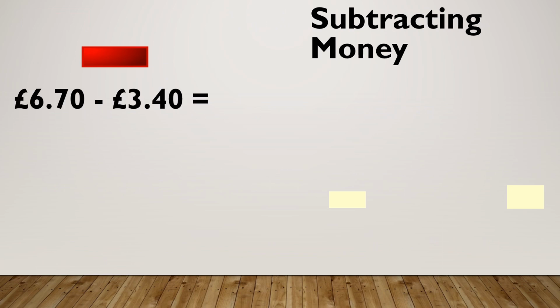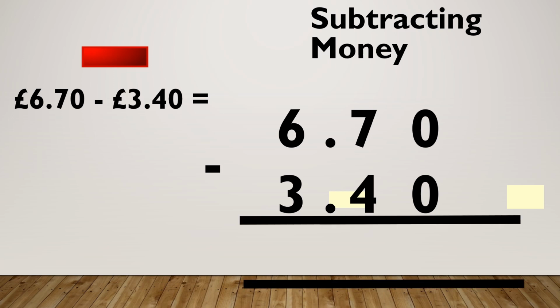If I needed to do £6.70 take away £3.40, I would line everything up. I would make sure my pounds are with my pounds, my decimal points are all lined up, my 10 pences and my pennies. Make sure you're always putting your symbol on. You're getting a mark for your process. So don't forget to tell the examiner what process you're doing, just in case you make a mistake and don't get the answer mark.